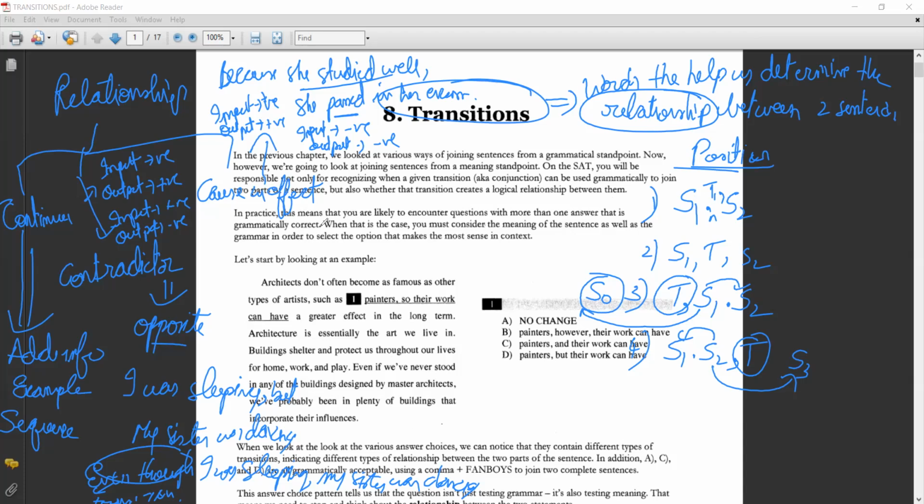Then that relationship will come under contradictors automatically, because the result is not something that was supposed to be. So automatically a cause and effect relationship goes away there when the input is positive but the output is negative. Suppose the sentence is, she studied well, she failed in her exam. Even though she studied well, she failed in her exam. It's not a cause and effect, because the input is positive and the output is negative, so automatically it's a contradictor.